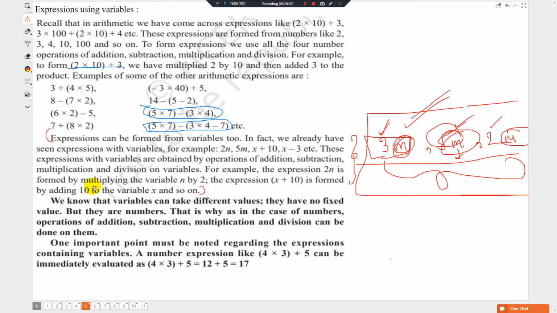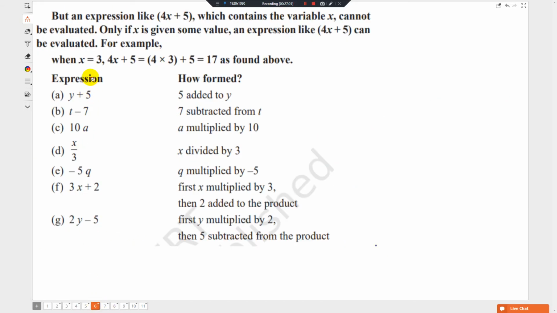Now, we know that variables can take different values. They don't have a fixed value, but they are numbers. That is why operations of addition, subtraction, multiplication and division can be done on them. One important point must be noted regarding expressions containing variables. A number expression like 4 into 3 plus 5 can be immediately evaluated as 12 plus 5, that is 17. But an expression like 4x plus 5, which contains the variable x, cannot be evaluated.